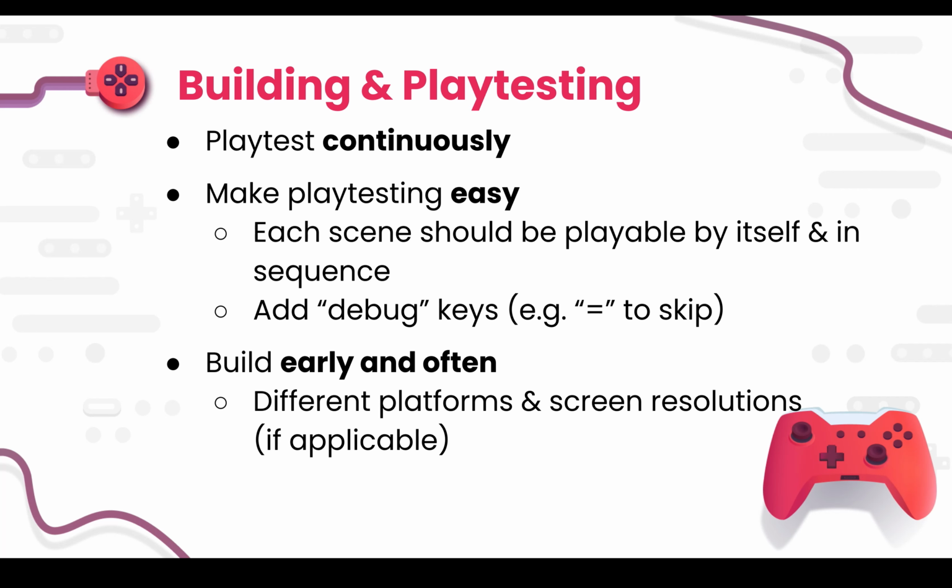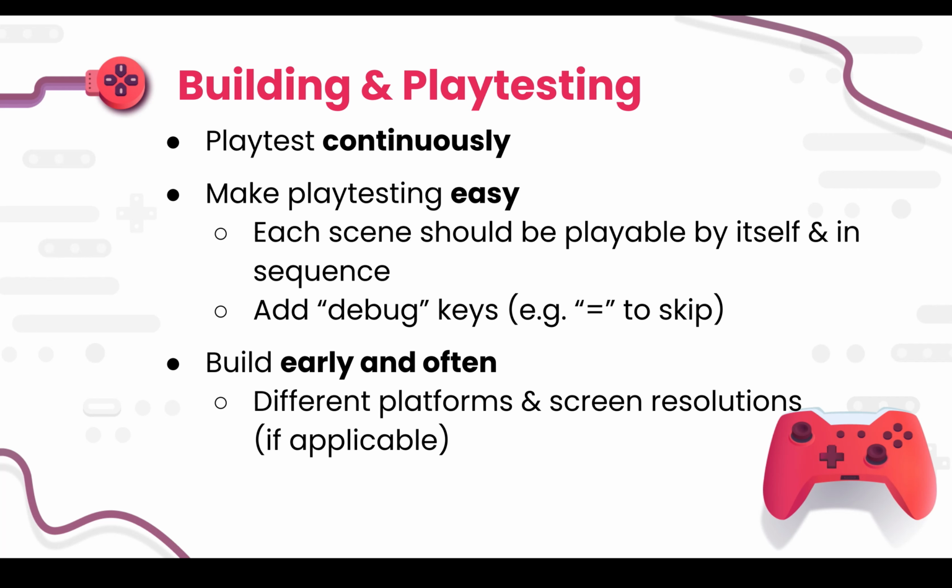For Unity in particular, you should make sure every single scene is playable both by itself and in sequence. This is because some bugs only manifest when you play, for example, scene 1 and then scene 2 in a row, especially when you have DontDestroyOnLoad objects. While other times you will want to play a specific scene to test for bugs in that scene without having to play through all the scenes that come before it.